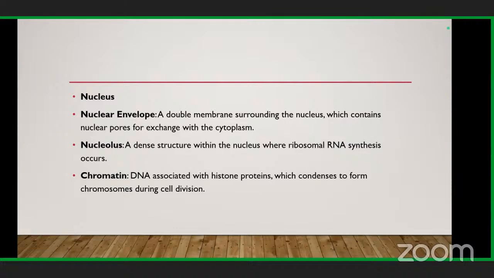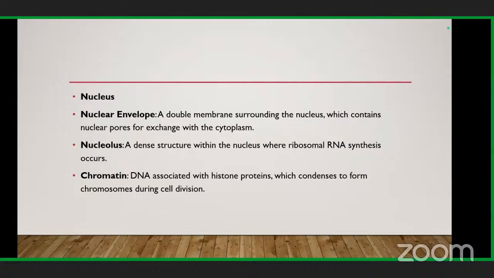Next is the chromatin. That is DNA associated with histone proteins, which condense to form chromosomes during cell division. So chromatin is the DNA, the main genetic material associated with histone proteins, and it condenses to form chromosomes during cell division. Basically, these chromosomes contain this DNA for cell division, like meiosis and mitosis.